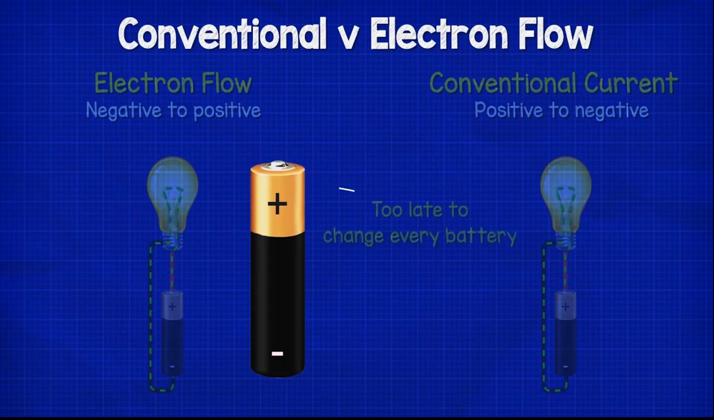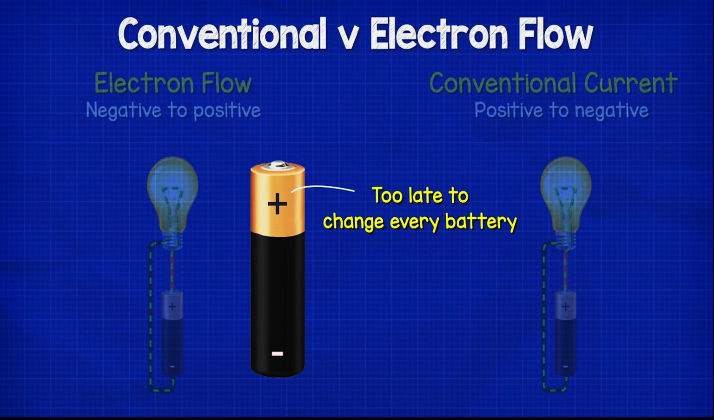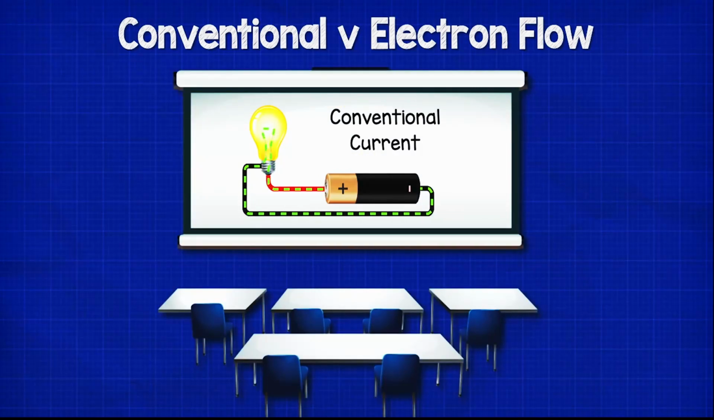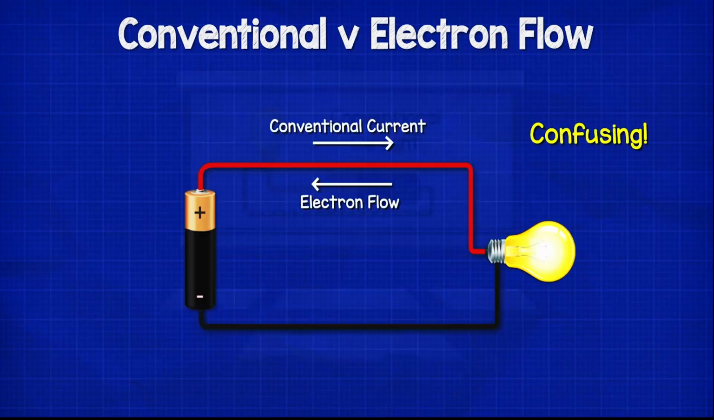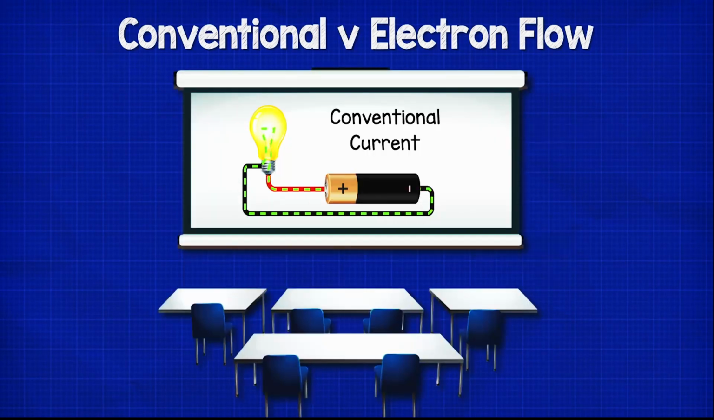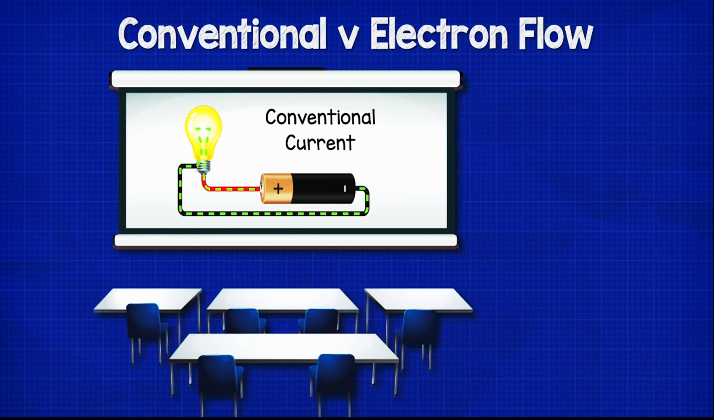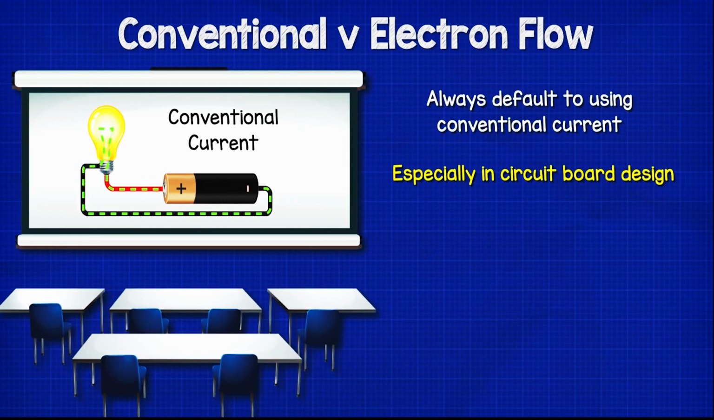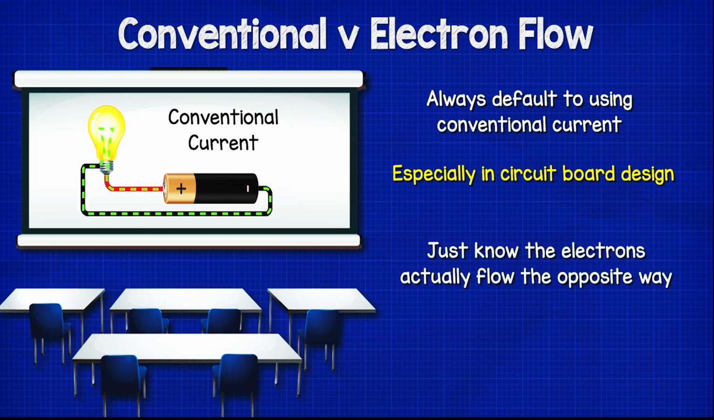It's also a little bit too late now to change the names of the terminals of all the batteries in the world, so everyone just kind of ignores this and we continue to teach and use conventional current. Some books might show you both. So you need to remember that whenever we talk about electricity, or whenever we design a circuit or even look at an electrical circuit drawing, we always default and assume conventional current is occurring. But engineers and scientists know that the electrons are actually flowing the other way.